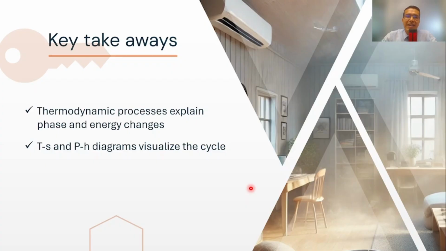The TS diagram illustrates how temperature and entropy evolve during the cycle, while the pH diagram allows us to quantify enthalpy changes and energy inputs and outputs. These tools are critical for understanding the real-world performance of refrigeration systems. Finally, the coefficient of performance, or COP, gives us a practical metric for evaluating how efficiently a system delivers cooling for each unit of energy consumed, whether we are looking at a home air conditioner or a commercial chiller. Knowing how to calculate and interpret COP helps us make smarter choices in HVAC systems design and operation.